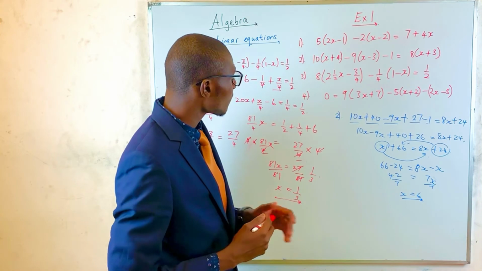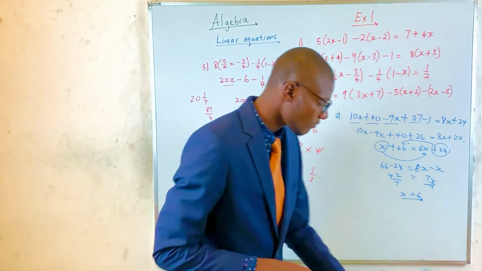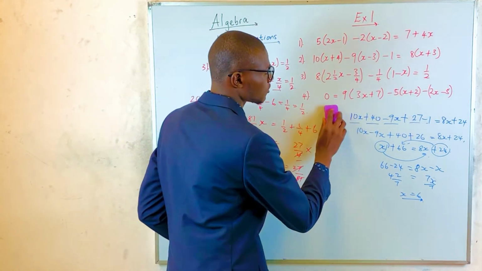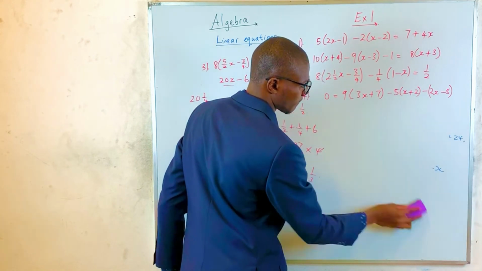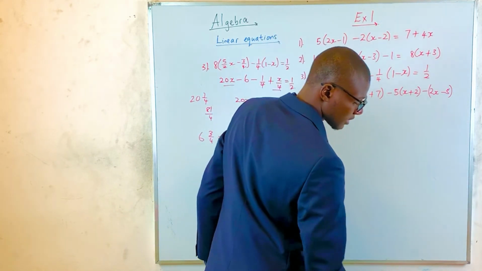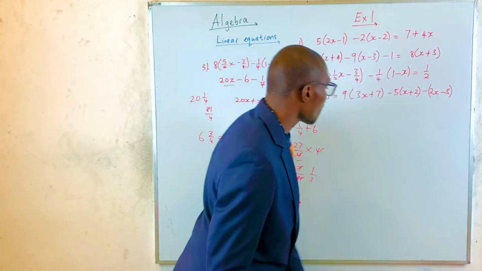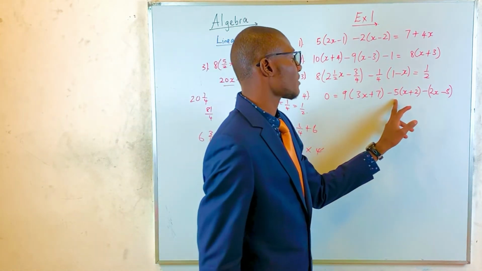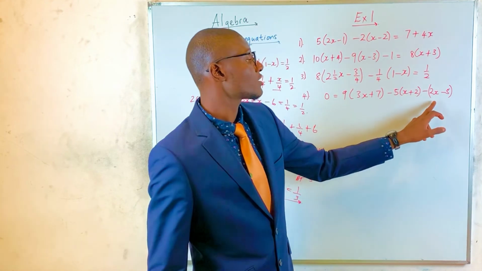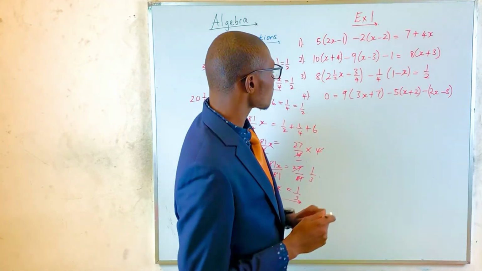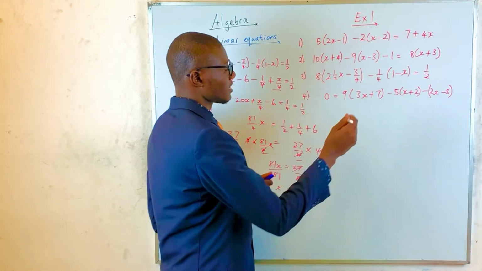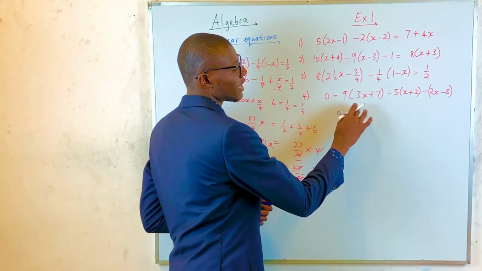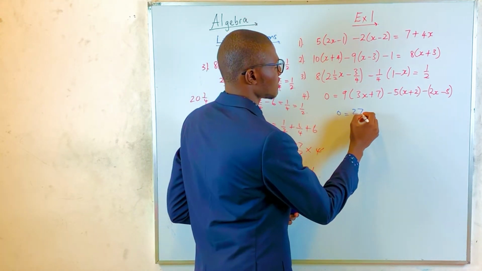Then now looking at how we solve for number 4. Right, so allow me to erase this number 2 here. So now solving for number 4, we've got 0 is equal to 9 times (3x plus 7) minus 5 times (x plus 2) minus (2x minus 5). So first step, we remove the brackets here. So 0 is equal to 9 times 3x, that's 27x.